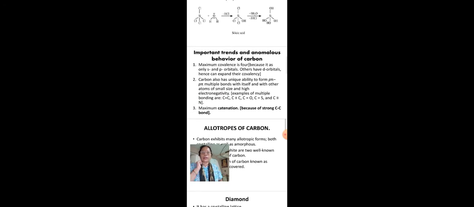Important trends and the anomalous behavior of carbon. Let us see them one by one. Maximum covalence is 4 because it has only s and p orbitals. Others have d orbitals, hence can expand their covalency.